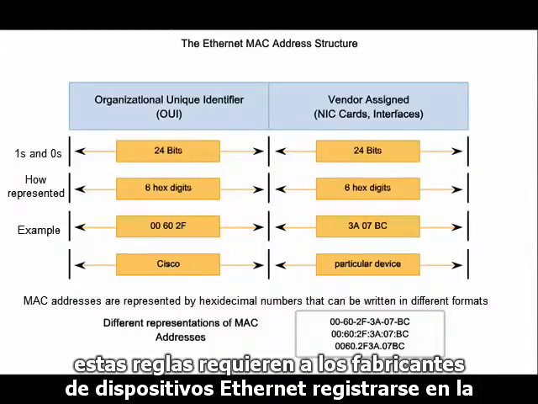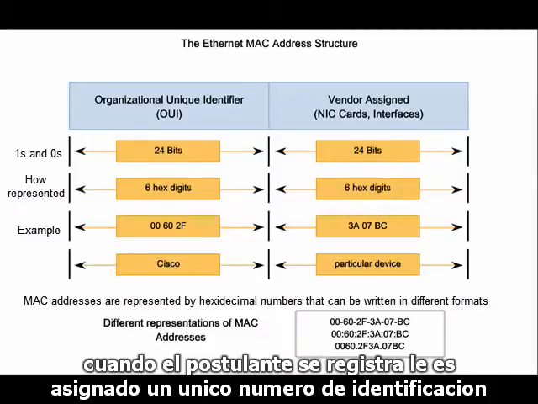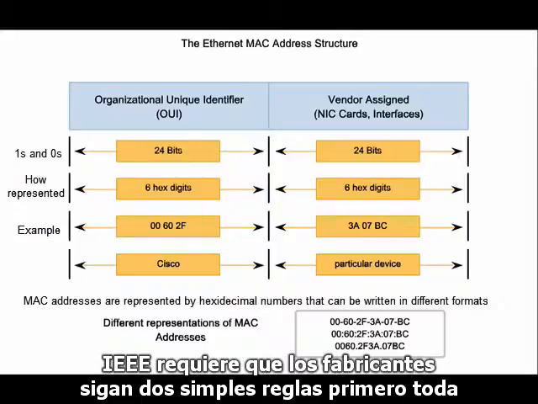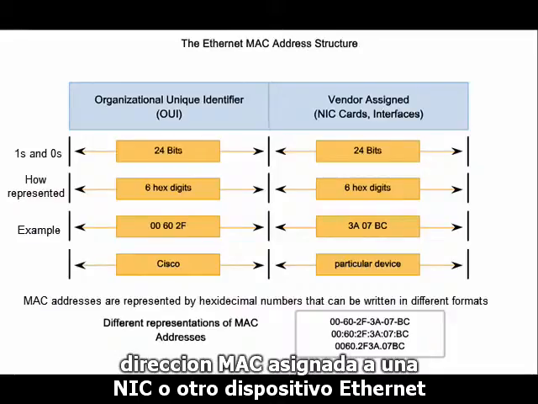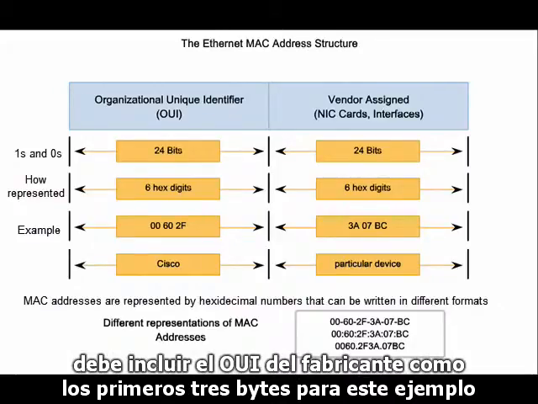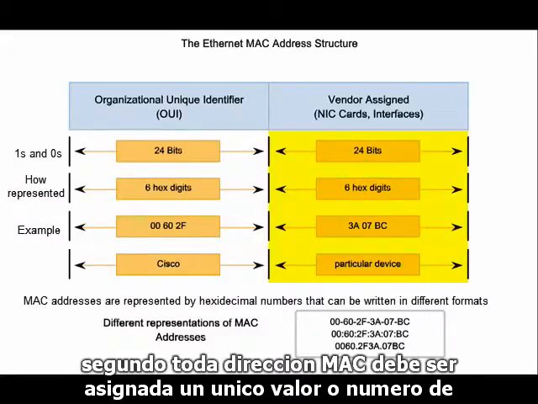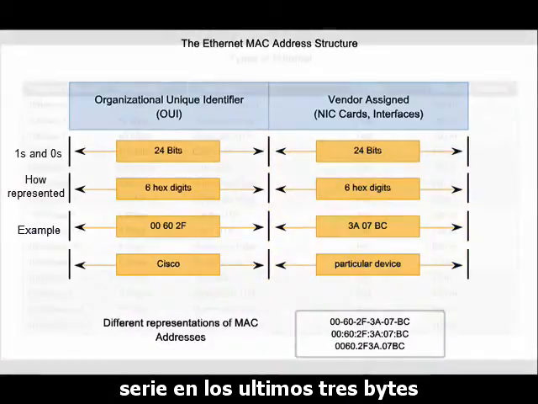The rules require vendors that sell Ethernet devices to register with the IEEE. When the vendor registers, they are assigned a unique identifying number known as an OUI. IEEE requires the vendor to follow two simple rules. First, that all MAC addresses assigned to the NIC or other Ethernet device must include that vendor's OUI as the first 3 bytes. For this example, the vendor is Cisco. Second, all MAC addresses must be assigned a unique value or serial number in the last 3 bytes.